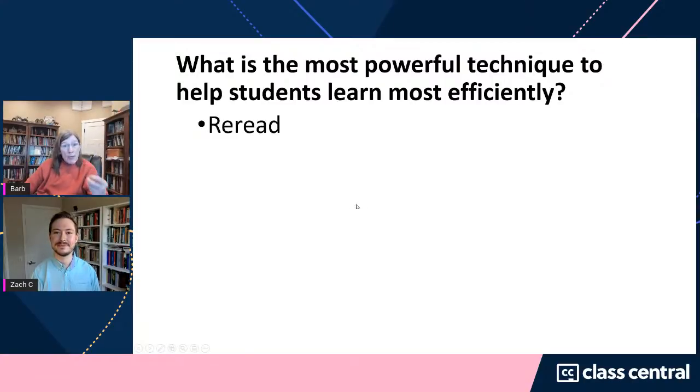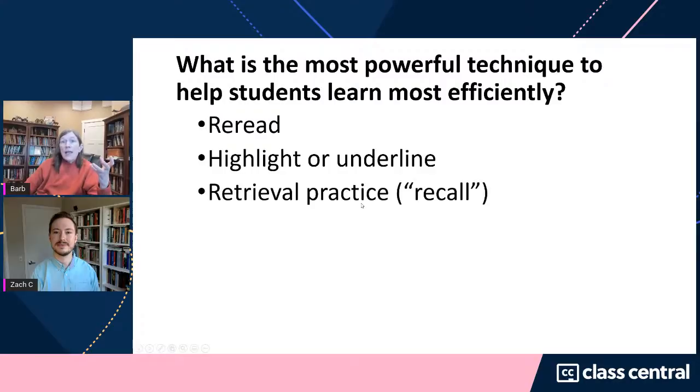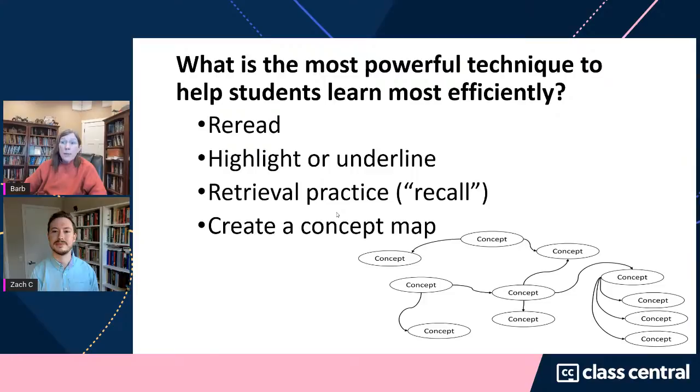Is it to reread what you are learning? Or is it to highlight or underline? We all frequently do these things. Is it to use something like recall or retrieval practice, which is, for example, just using flashcards to check? Or is it creating a concept map where you're writing down key concepts and figuring out how they relate to one another? So of those 4, hopefully you've got the idea in mind that you think is the best.